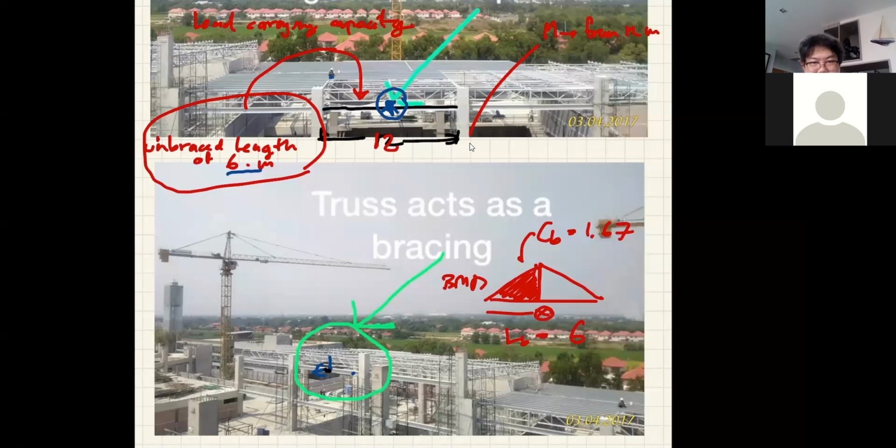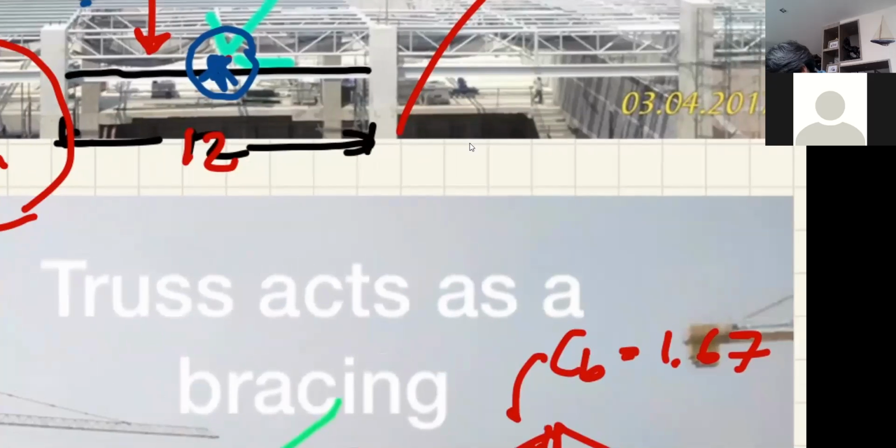I'm not afraid. And because I put so many colors on it, maybe you can see from this beam. You see, it's a case where we have point load here.